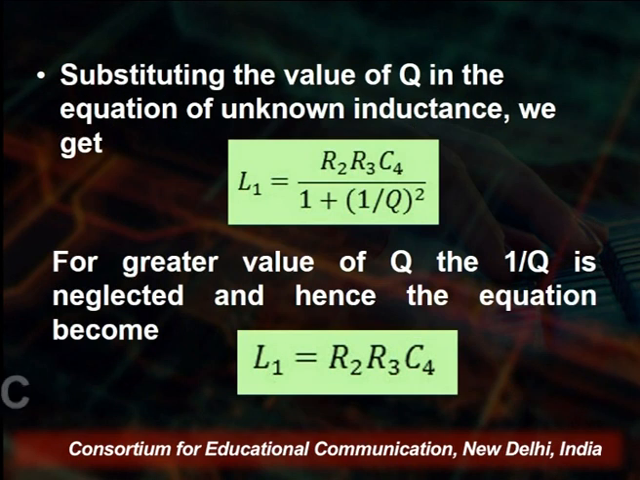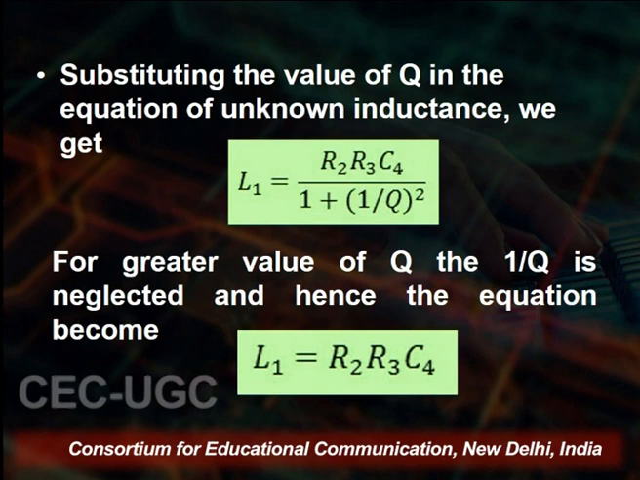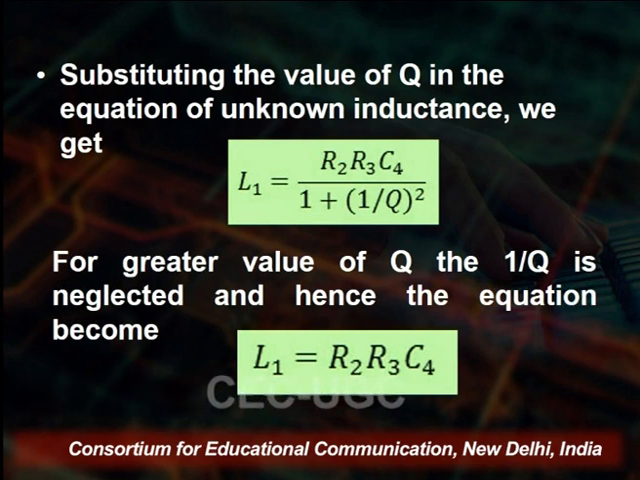Substituting the value of Q in the equation of the unknown inductance, we can have L1 is equal to R2 R3 C4 divided by 1 plus 1 divided by Q square. So for a greater value of Q, 1 by Q square is neglected, and hence we can have the equation L1 is equal to R2 R3 C4.